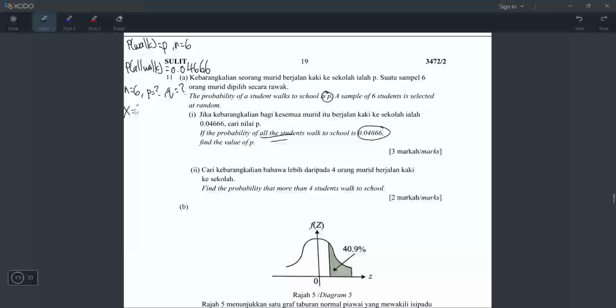What will be my big X? Out of the 6, maybe 0 walk. It's possible that 1, 2, 3, 4, 5, 6. What does it mean by 6? It means enam pun success, all 6 walk to school.